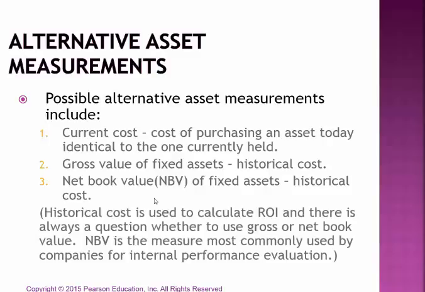Historical cost is used to calculate return on investment, and there is always a question whether to use gross or net book value. Net book value is the measure most commonly used by companies for internal performance evaluation. So again, that's historical cost minus accumulated depreciation to date to get that NBV. When you're doing your homework and on the test, make sure you read the details very, very specifically and calculate your particular parts of the measures correctly.